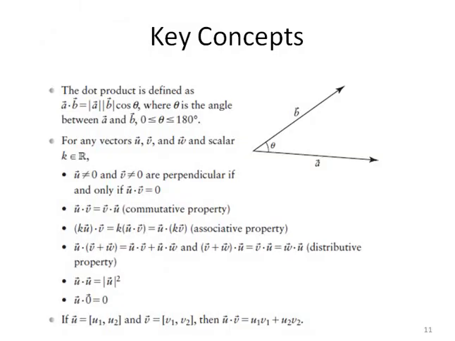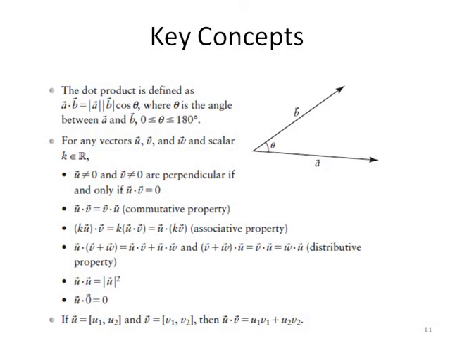So let's wrap up and summarize what we learned in this video. The dot product is defined as a dot b equals magnitude of a times magnitude of b times cosine theta. Theta is the angle between a and b, and theta must be between 0 and 180 degrees. For any vectors u, v, and w, and a scalar k, when u is not 0 and v is not 0, they are perpendicular when the dot product is 0. So if we have two vectors perpendicular to each other, the dot product is going to be 0.